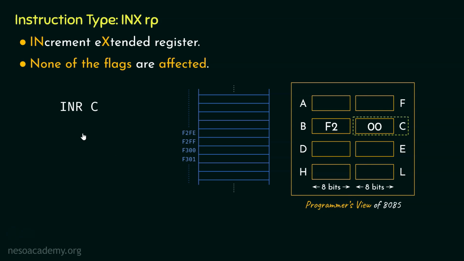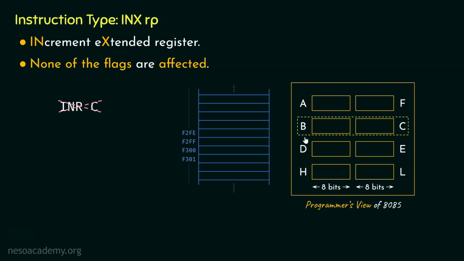Now think about it. From FF, we were supposed to go to the next location F300. But now look at the content within the BC register pair. It is F200. So basically, instead of going to the next address location, we will end up at a previous location, isn't it? So, for situations like this, we can't use the instruction INRC.